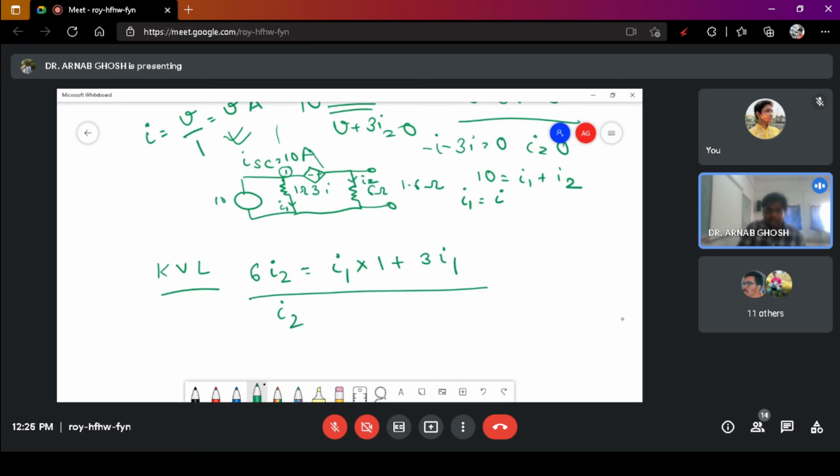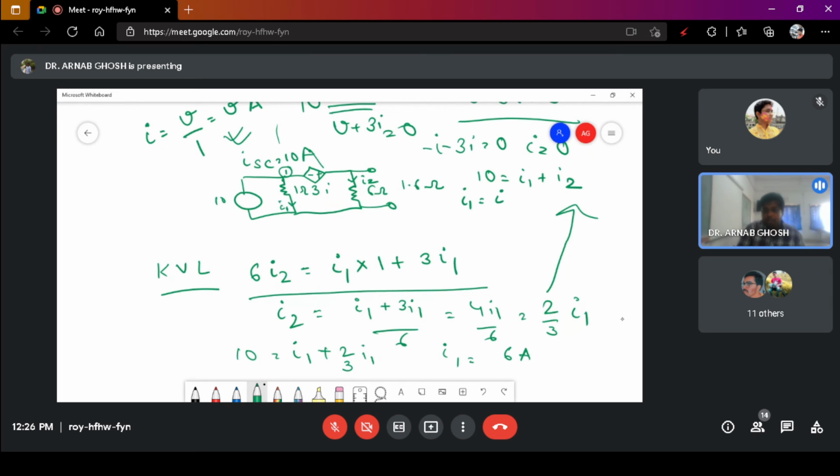So therefore you are getting I2 as I1 plus 3I1 by 6. That is 4I1 by 6. That is 2 by 3 I1. Okay. Now you put this value in this section. So you are getting 10 is equal to I1 plus 2 by 3 I1. And you are getting the value of I1 to be equal to 6 ampere. And what is your I2? I2 is equal to 4 ampere.